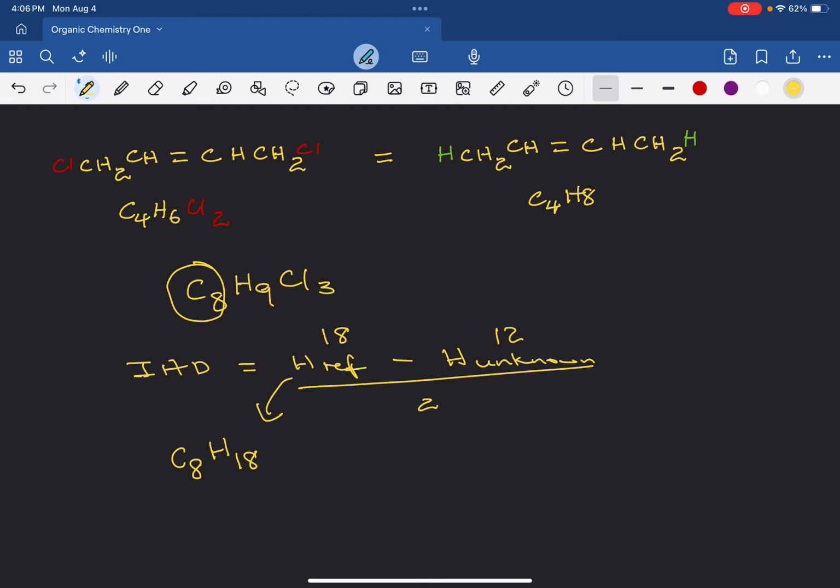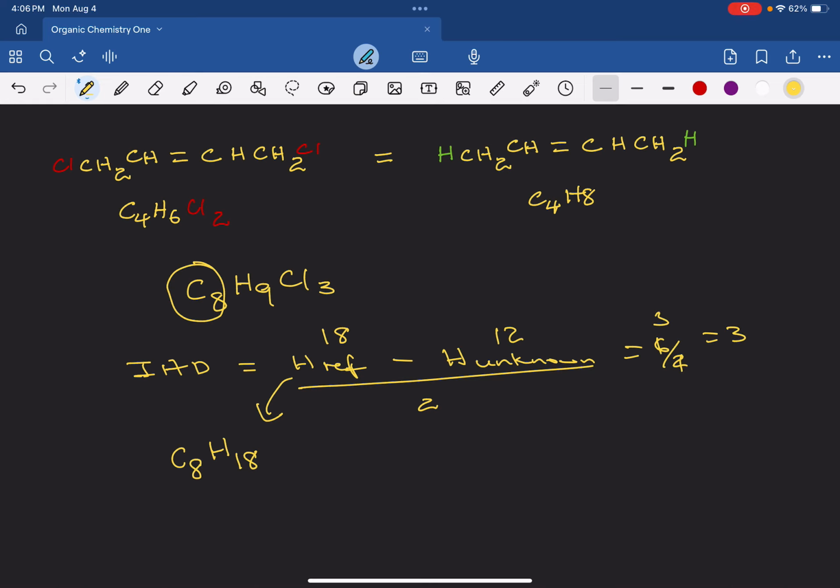Please pay attention that I am adding the halogens to the number of hydrogens in the unknown. Please don't ever add it to the reference. The reference is the boss. It stays. Don't mess with that. You add it here. So you get 12, and 18 minus 12 is 6, divided by 2, that's 3.